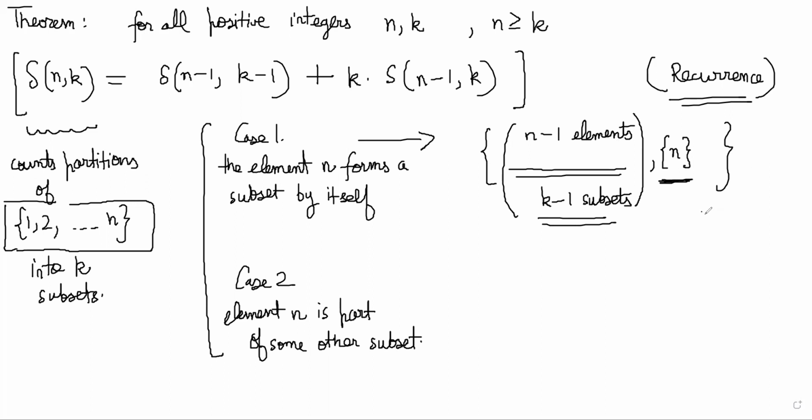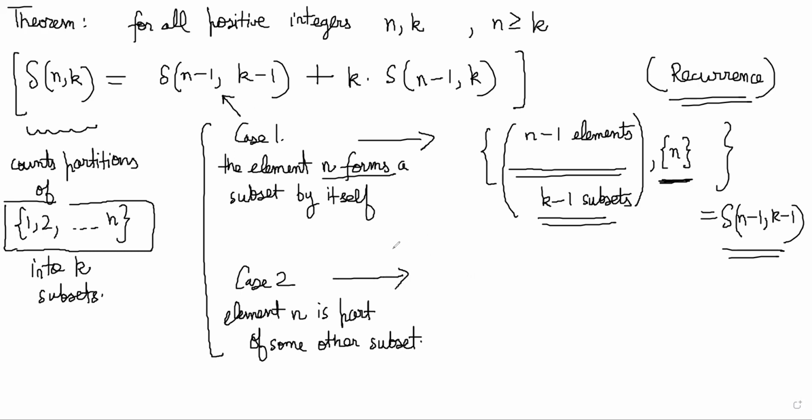So this number will basically simply be S of n minus 1 comma k minus 1, right? Basically, we are taking n minus 1 elements, creating k minus 1 subsets, and obviously we have already had element n as one subset, which is by itself, right? So this number basically counts all possible partitions where n forms a subset by itself. Now let's move on to case 2.